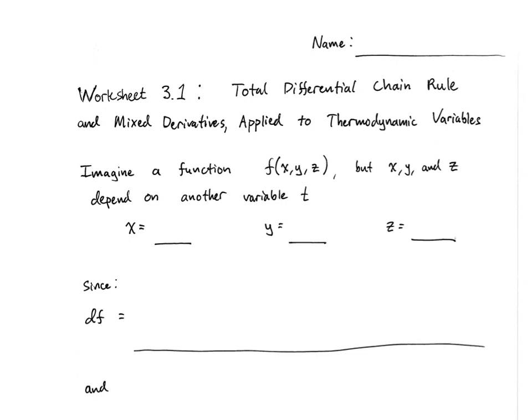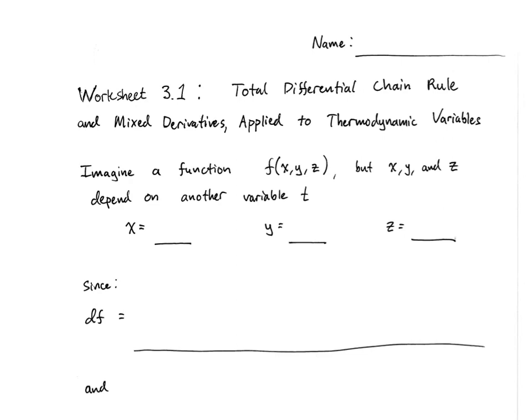Okay, let's start by imagining a function of three variables this time. Maybe this represents the magnetic field at some position x, y, z in space, or maybe it represents a density of a fluid at some position in space. It can represent whatever it needs to.